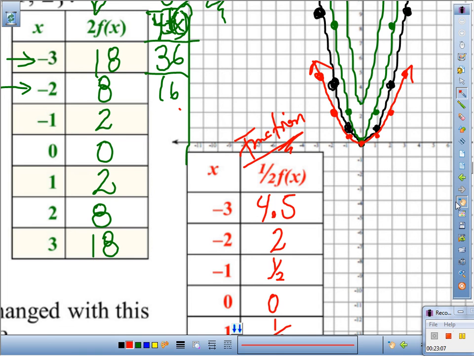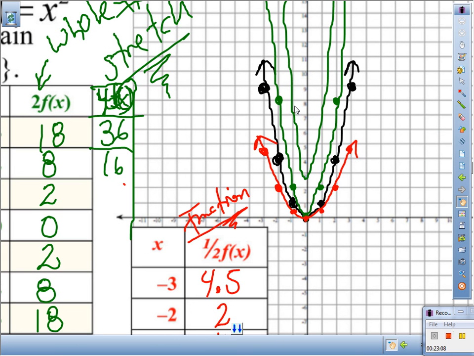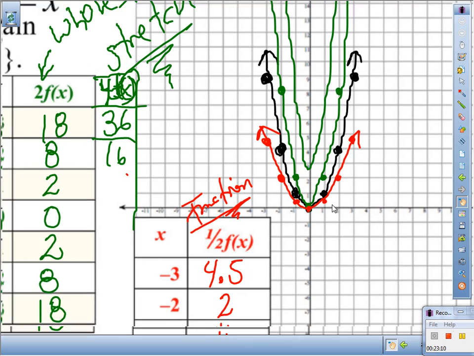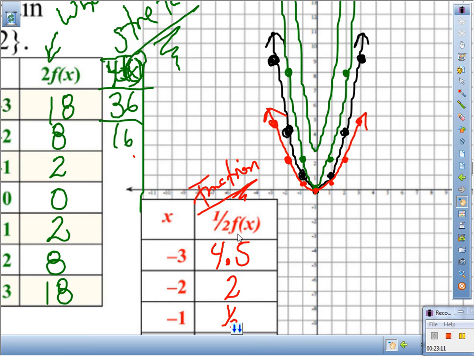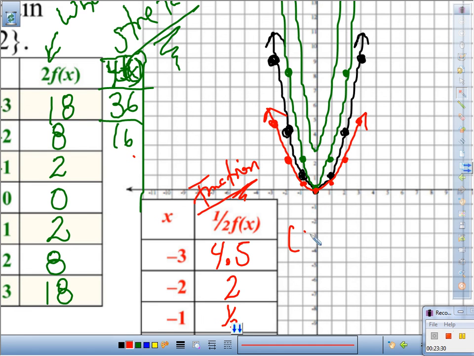So, I hope it's obvious from the original function what happens when we multiply times a fraction. Tell your neighbor, please. Look at it. It was like this, but now it's no longer way up here. It's down there. So what do we call that? What would be a word? Shrink, but we call it in math compress. Compress.